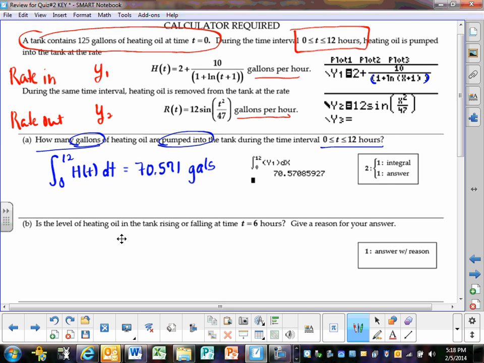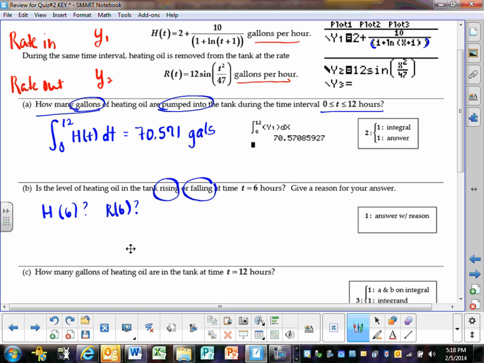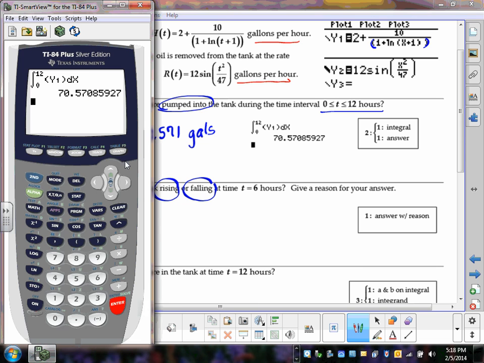When they're asking if something is rising or falling, they're always asking about the rate. So what they're asking you is whether h of 6 or r of 6 is bigger. Am I gaining or losing faster, rising or falling? So you want to compare these. So if you substitute these in to your equation and find values, that's fine. But you can also just look at the graph of these two equations.